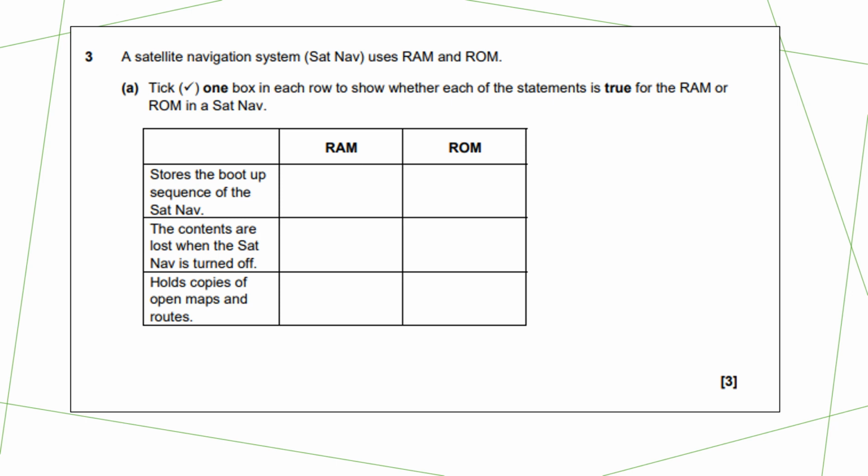Stores the boot up sequence of the sat-nav. Is that RAM or ROM? The contents are lost when the sat-nav is turned off. RAM or ROM? And holds copies of open maps and routes. RAM or ROM? So you need to think about RAM and ROM. What properties do you know about them? When you really think about it and think carefully for each of these, just place a tick in each of the boxes that you think are true.